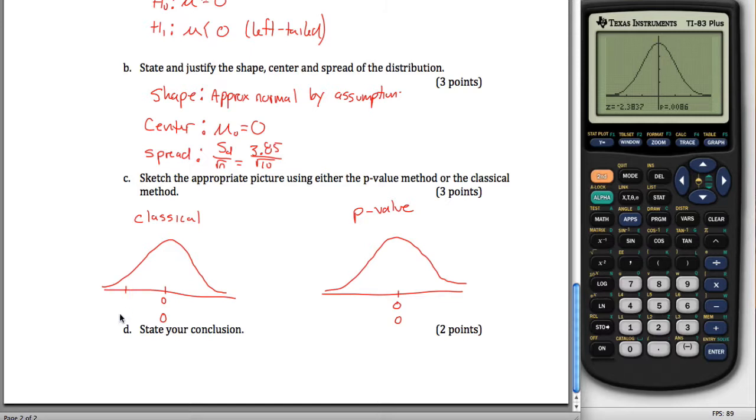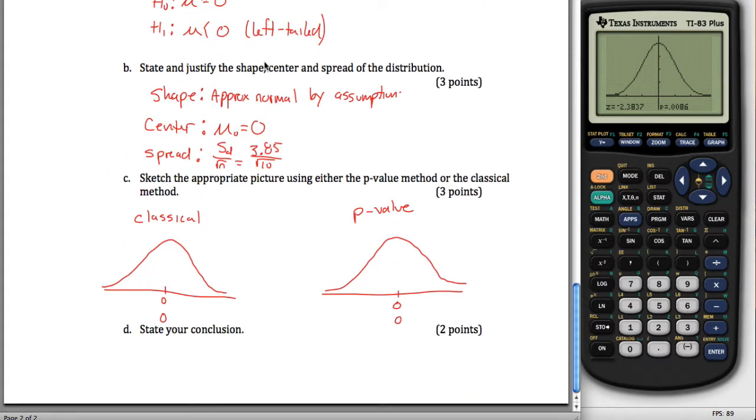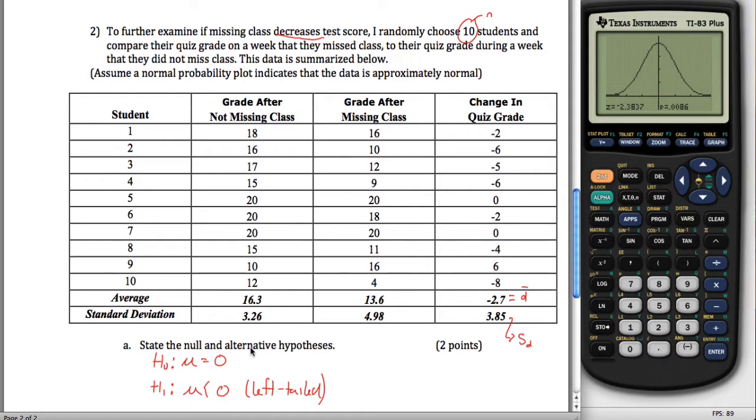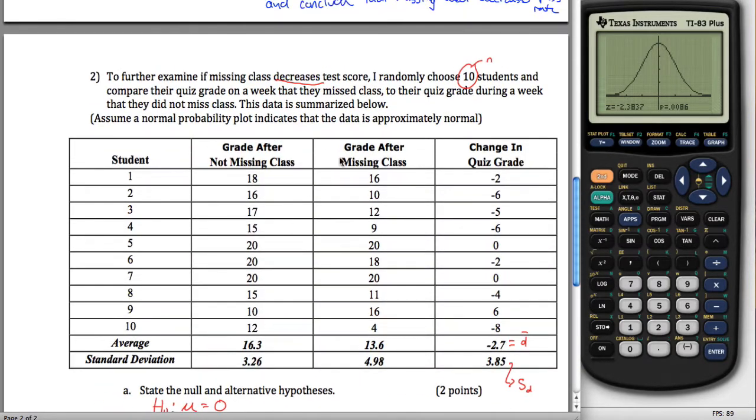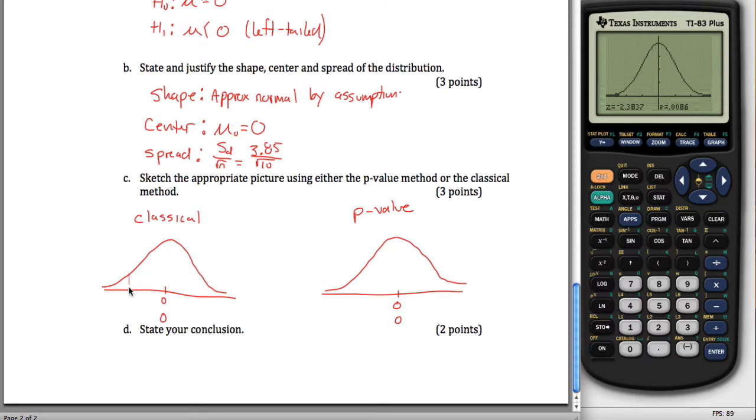Oh, going out of order. Slow down. First thing I want to do with classical is set up my rejection regions. In order to set up my rejection region, I look up here and see that it's a left-tailed test and that alpha is equal to... it doesn't say. I'm going to have to add that alpha equals 0.05. So what that means is you want to shade in a region out here that has an area of 0.05.